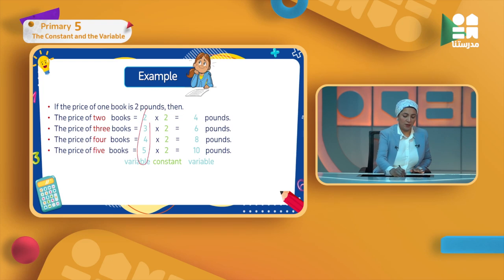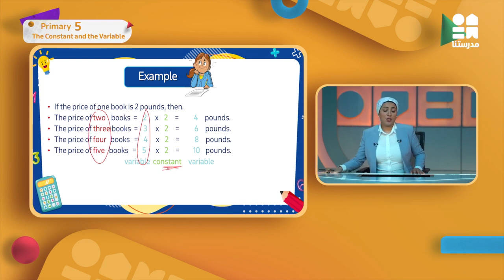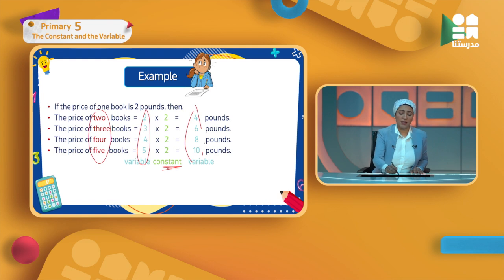Okay guys, here is an example exactly the same as the one that we have just discussed, but this one with books instead of pens. As you see again, the values here in light blue are variable, it's the number of books that we buy, whether it's 2, 3, 4 or 5, and I have a constant here which is the price of one book. And y is our other variable, which is the value of money that we pay every time we change the number of books that we buy. Okay?